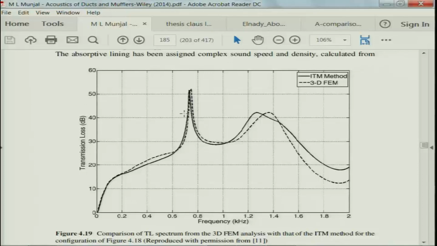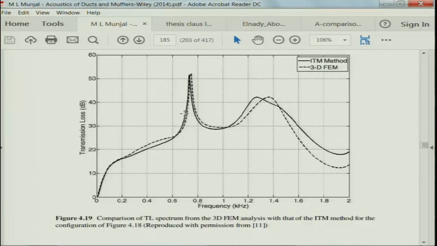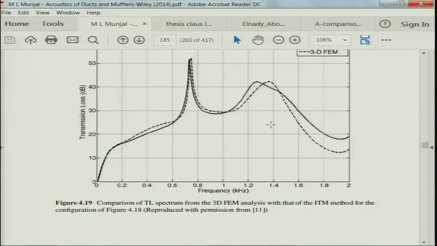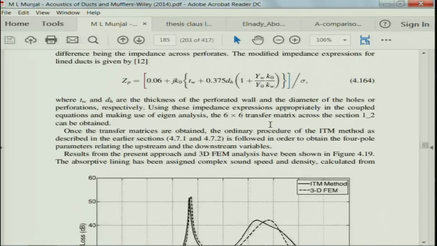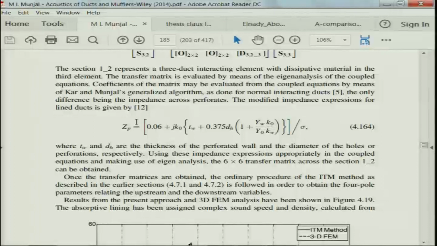So, this is one result, from the plane wave analysis only, the ITM method, which is called the integrated transfer matrix method, developed by Munjal and his group. It matches quite well with the 3-dimensional results for the configuration dimensions considered, but for larger mufflers we still have to use a 3D analysis. But what I was trying to show you is this expression. Now, what does it do? It is the modified impedance expression.